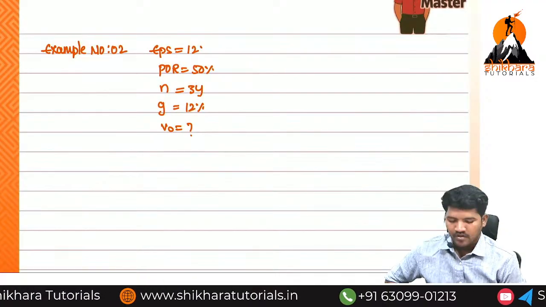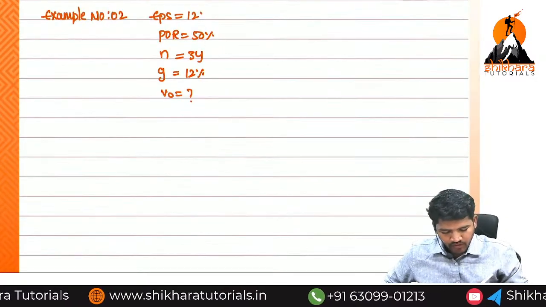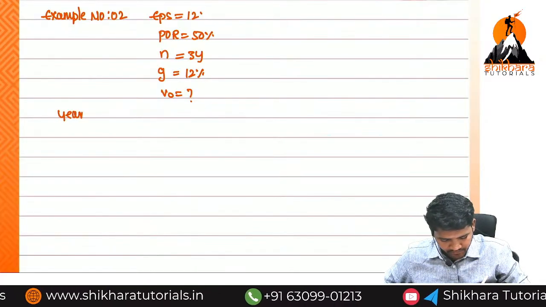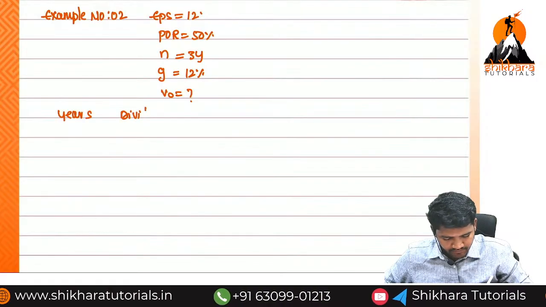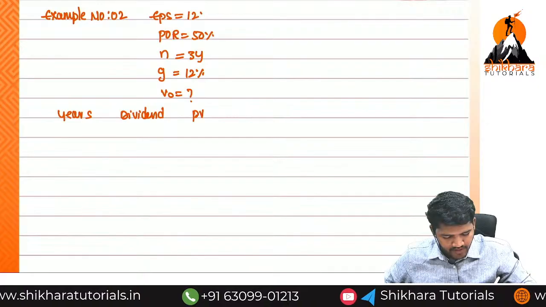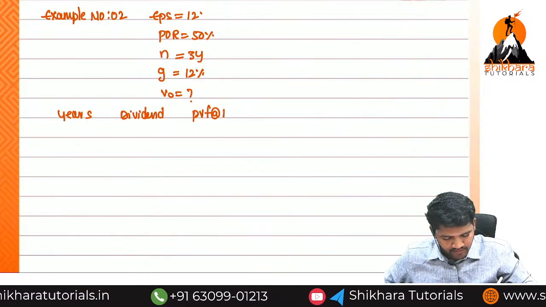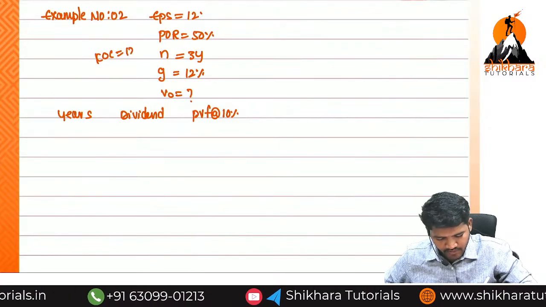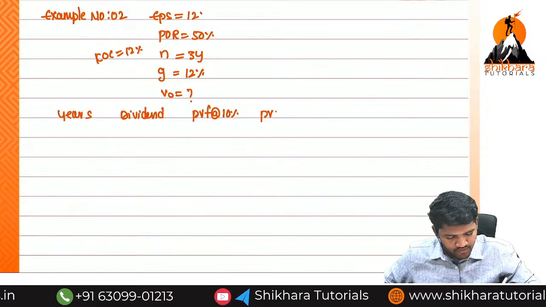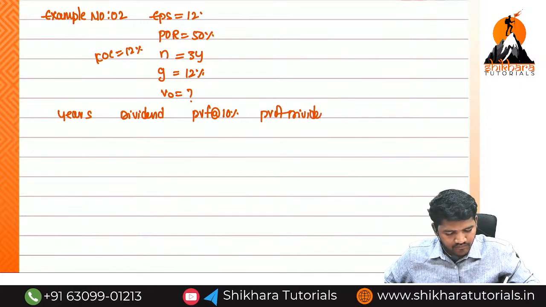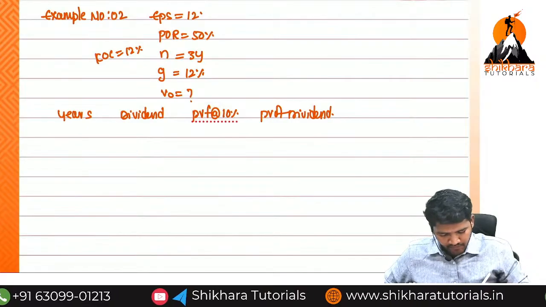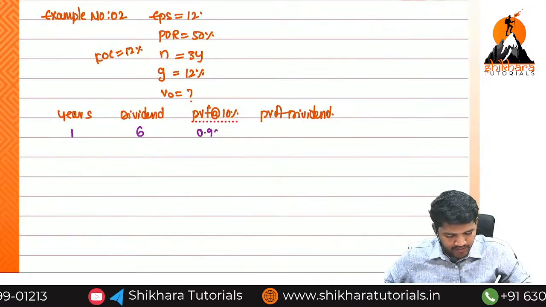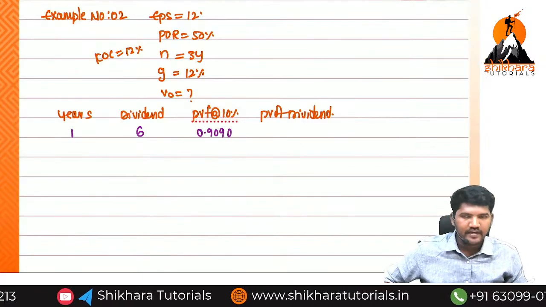Guys, clear? Now, because of more than 1 year of information, we are framing the table. Years, dividend, present value factor at the rate of 10%. Cost of capital equals 12%. So you will get the present value of the dividend. Now what about the year 1 dividend? 6 rupees. Now what is the present value factor? 0.9090. Now what is the present value of the dividend?